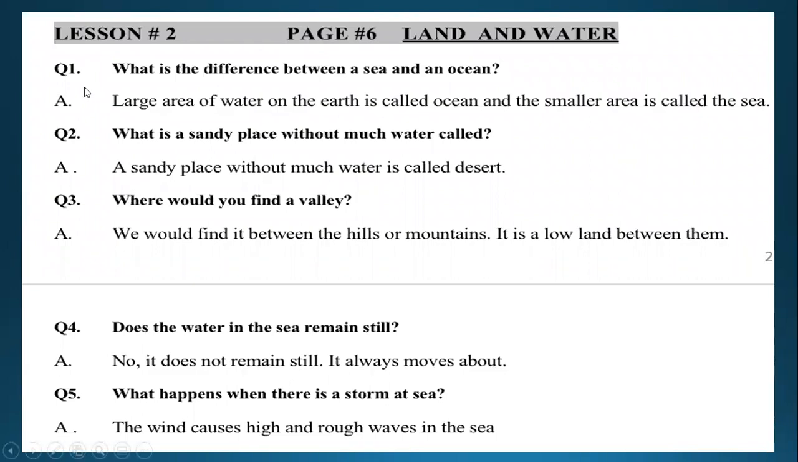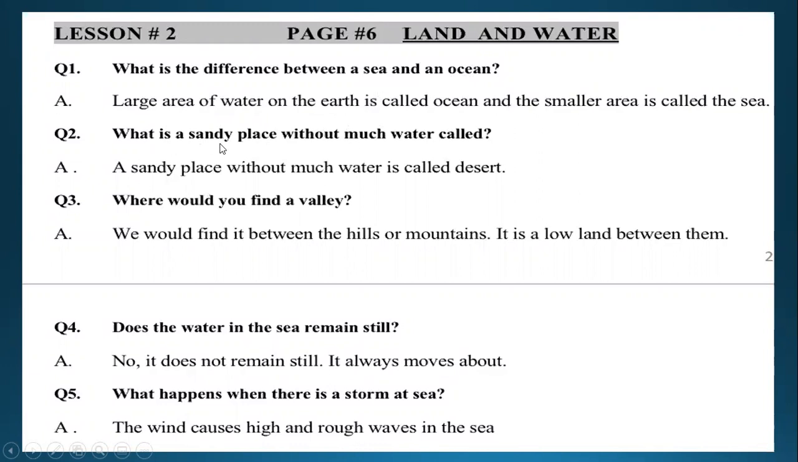See question number 1. What is the difference between a sea and an ocean? It's very easy for you now because you understood all things very well. What is the difference between a sea and an ocean? A large area of water on the earth is called an ocean, and the smaller area is called the sea. Remember, ocean and sea, the difference. A large area of water is called an ocean and a smaller area is called the sea.